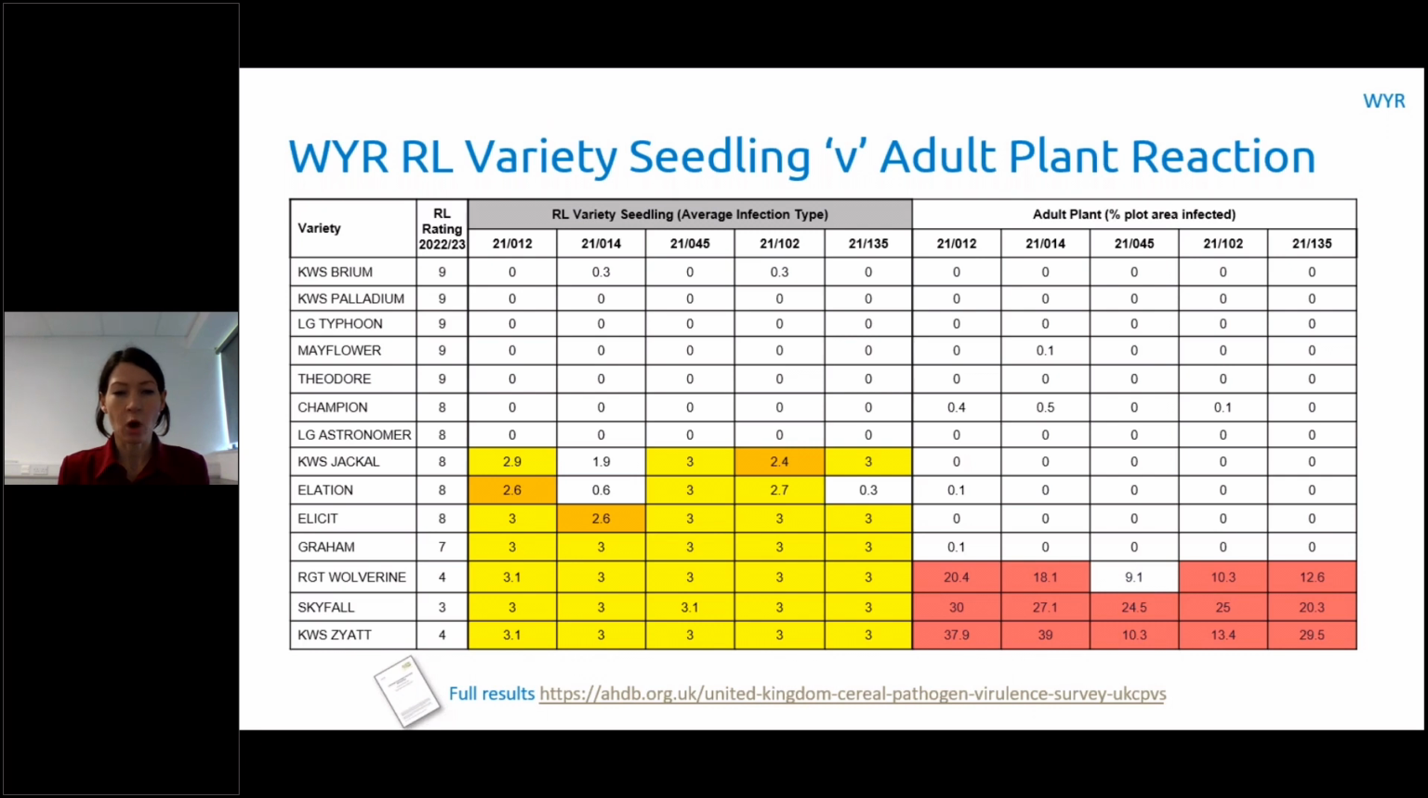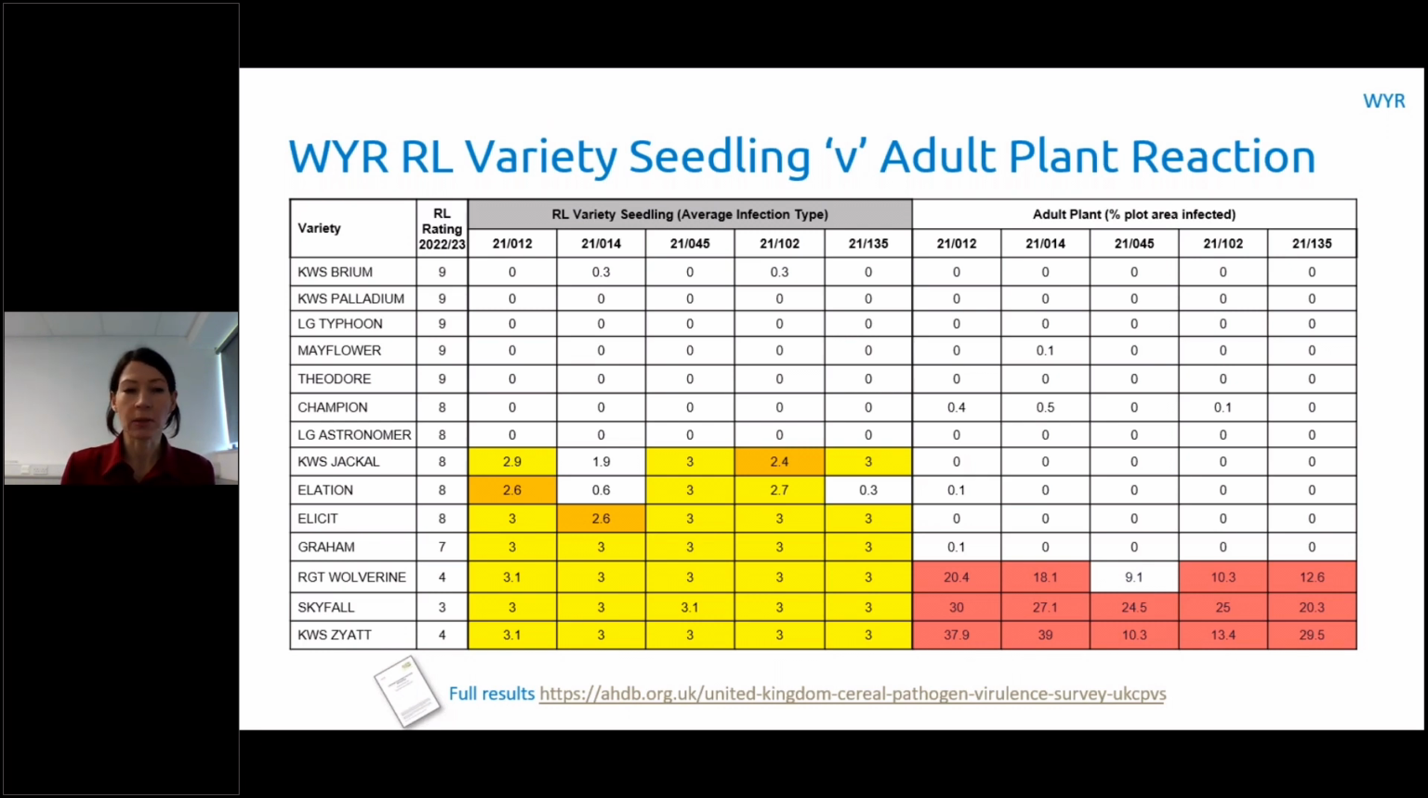Where you see an orange colour on the left-hand side of the table, that denotes an intermediate reaction. So we class it as a borderline reaction of between 2.4 and 2.6, and anything scoring 2.7 and more is classed as susceptible, on a 0 to 4 scale. For the adult plant, I've merely highlighted everything in red that scored over 10%, just so we could see those higher figures a bit more clearly.